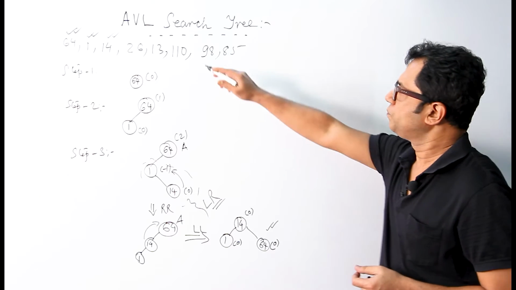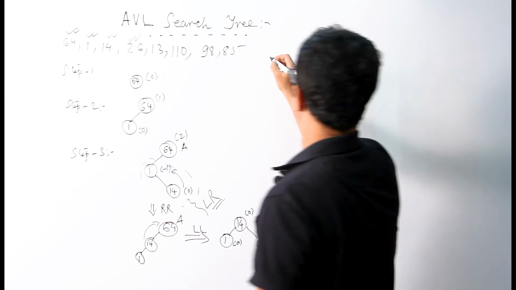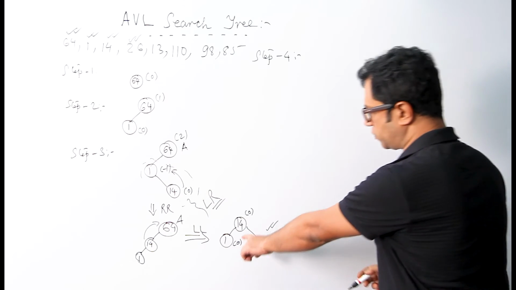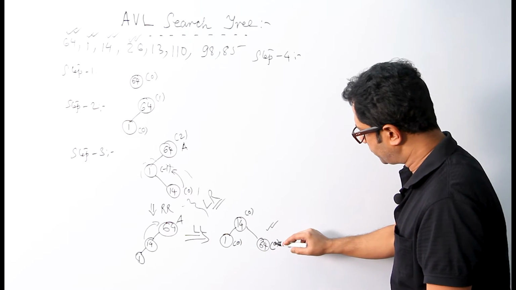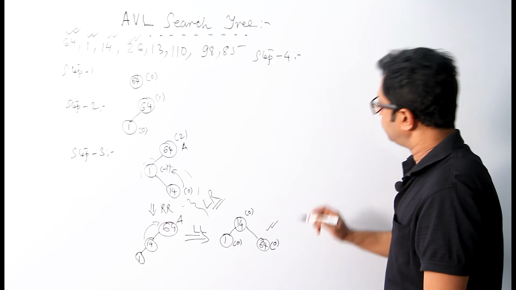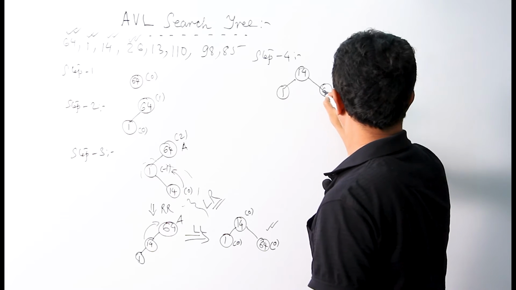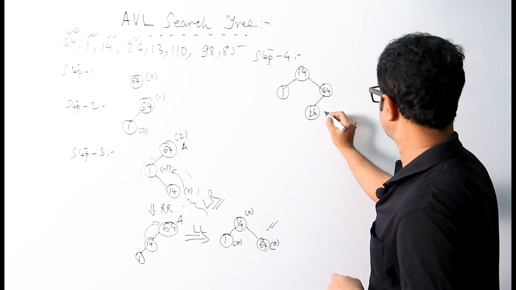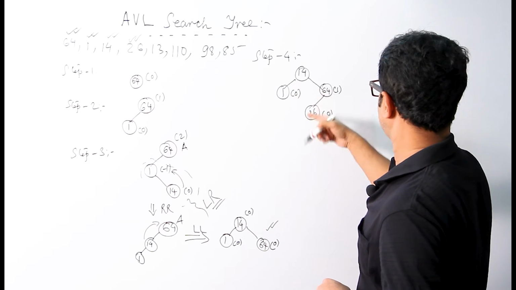After this we need to insert 26 and see what happens. Step 4 means we will insert 26. 26 is greater than 14, so it comes to the right subtree, and 64 is greater than 26, so 26 will be on the left subtree of 64. So we get 14, 1, 64 and 26 like this. Now calculate the balance factors once again. This is 0, this is 1 minus 0 which is 1, this is 0, and this is 1 minus 2, which means minus 1.